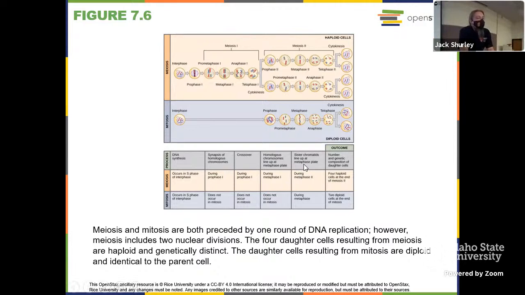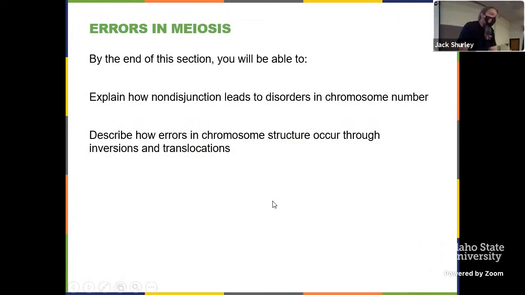So the little table down below compares some of that stuff. That's basically all of the stuff I kind of hit on already, all right?